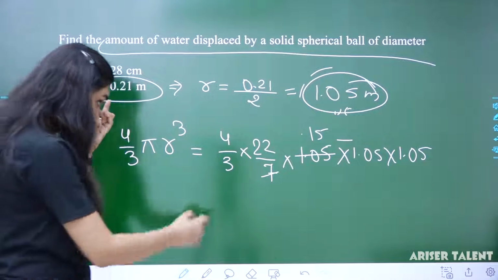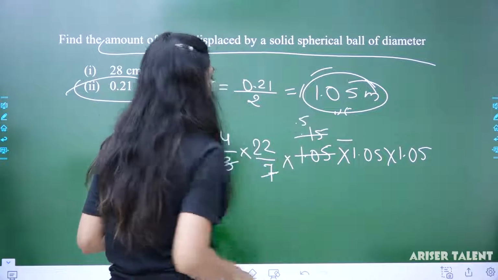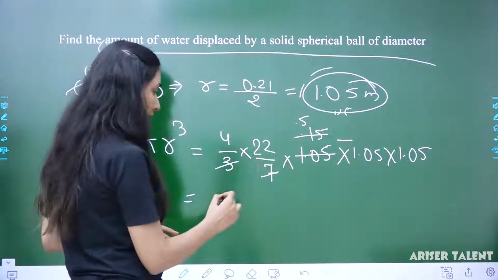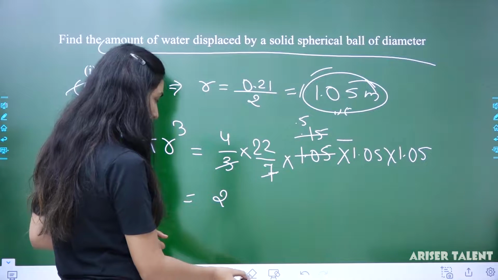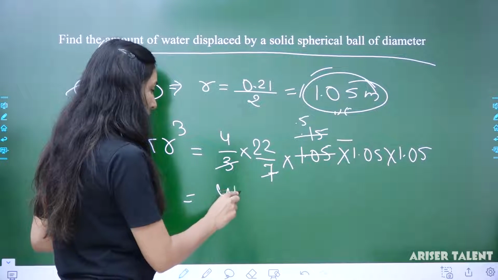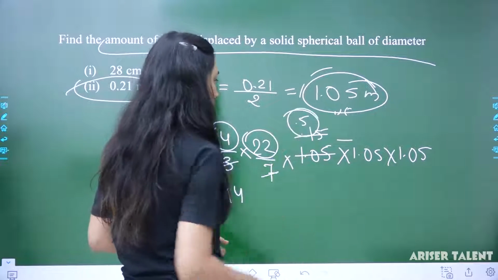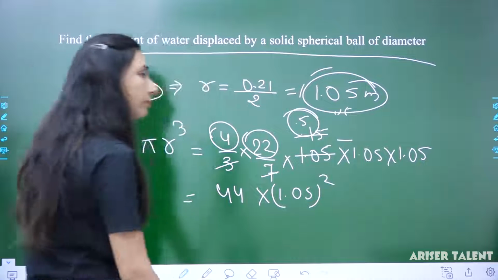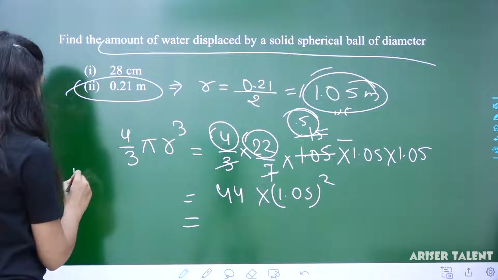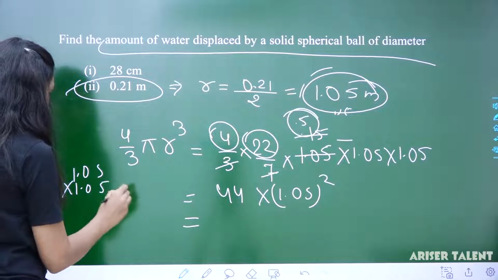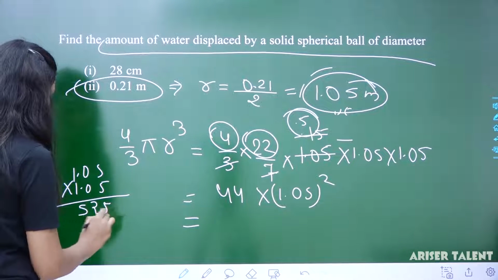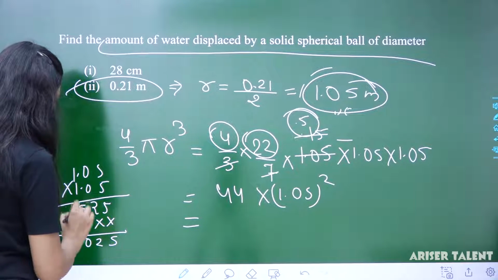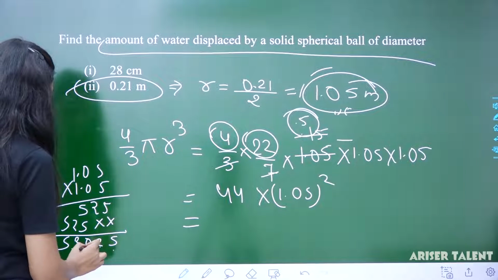Okay, and that is going to be 0.5. Now, 20, that is 2. 2 multiplied by 22 is 44. So, we have covered this and this. Multiply by 1.05 whole square. Okay, you will be solving it. That's going to be 1.05 multiplied by 1.05, 25, 5. Again, 5 to 5. That is going to be 1, 2, 3, 4 decimal places.